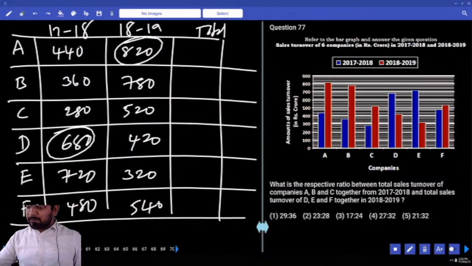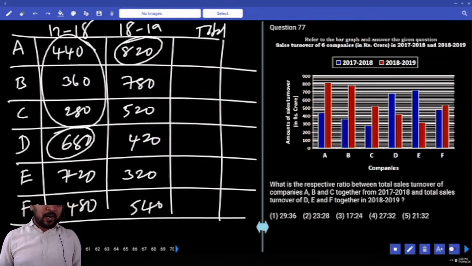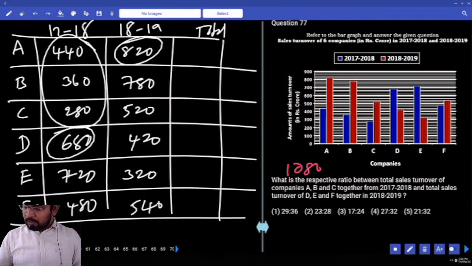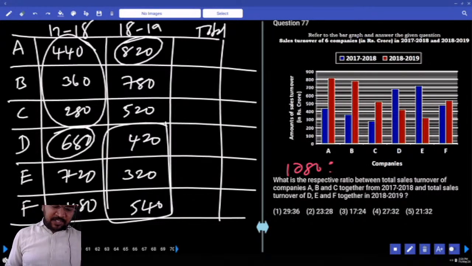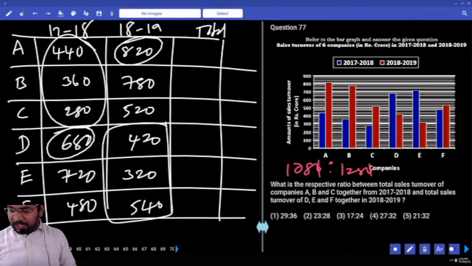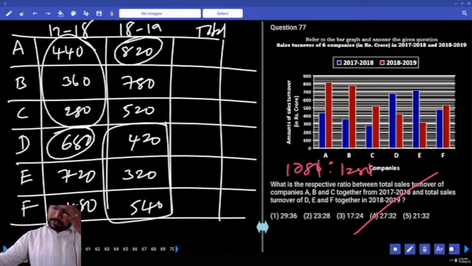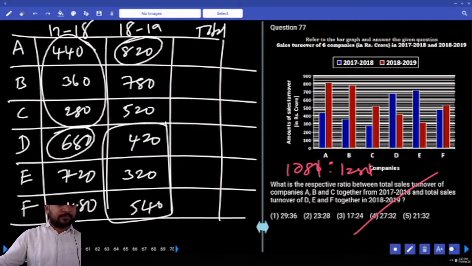Next, Nana, what is the respective ratio between total sales turnover of companies A, B, C together in 17-18 and D, E, F in 18-19? A, B, C together means 440, 360, 800 plus 280 is 1080. D, E, F, how much? 12, 7 12, yes 1280. 0 gets cancelled. 4 table, 4 how many times? 4 27 times, 4 32 times. Shall I go for the next question?